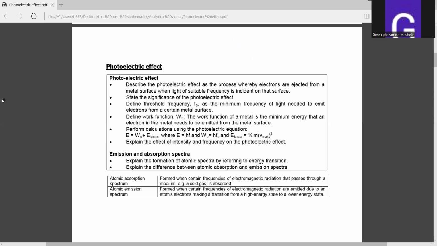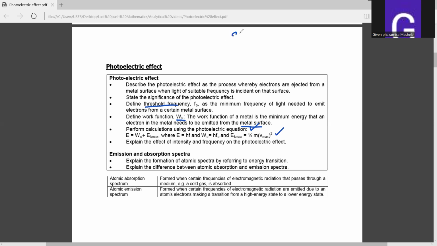So now, what does this mean? It means that now we can move on to the issue of defining what is a threshold frequency or cutoff. We went through the work function. Remember, different metals have different work functions. And we perform the calculation: E equals W naught plus EK maximum. E is the hf. W naught is, we went through this, but there's something you need to understand.